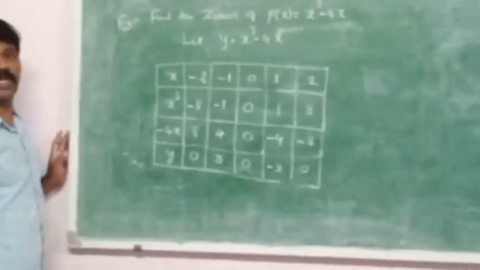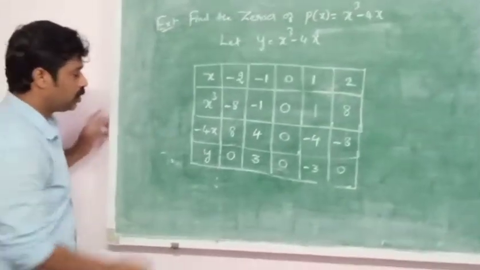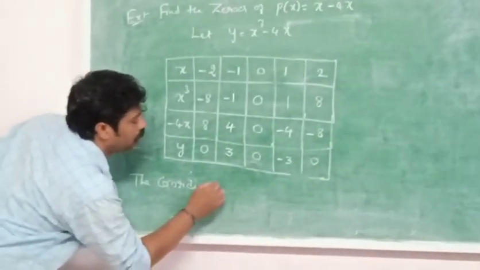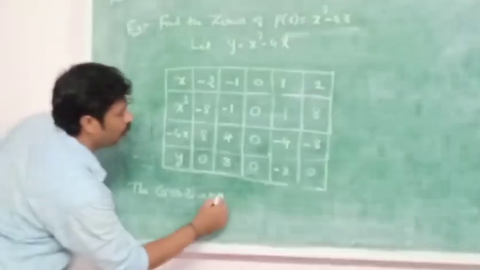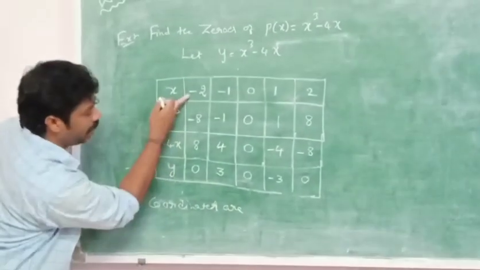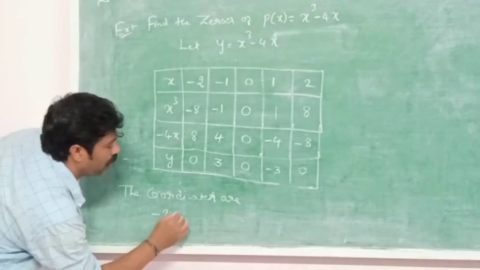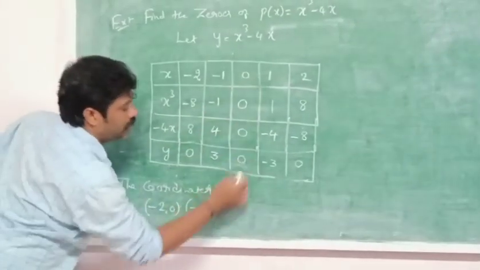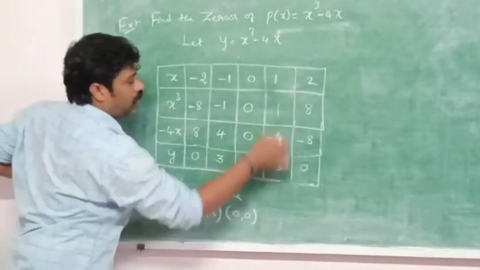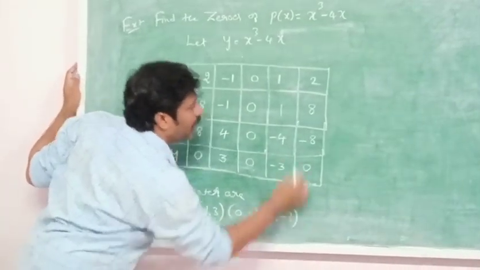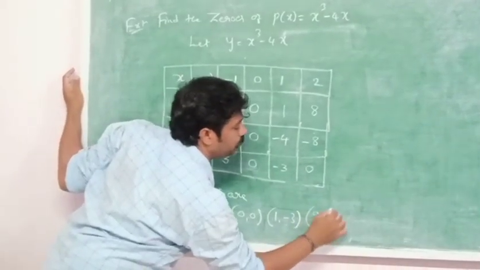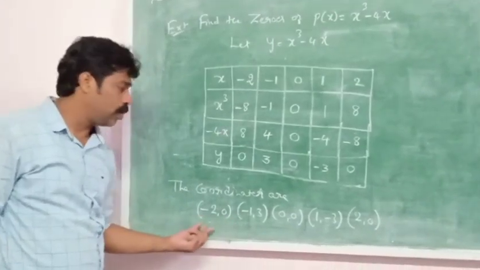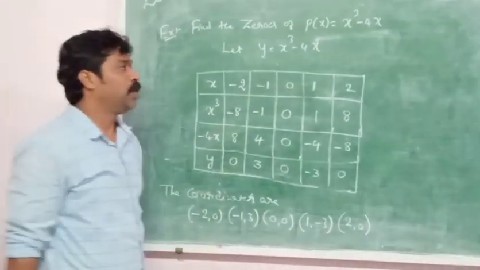Now we have to write the ordered pairs. Ordered pairs means x and y coordinates. So the coordinates are: minus 2 comma 0, then minus 1 comma 3, after that 0 comma 0, then 1 comma minus 3, after that 2 comma 0. So this is the x coordinate and y coordinate. Now we have to plot all these points on the graph to get the zeros.